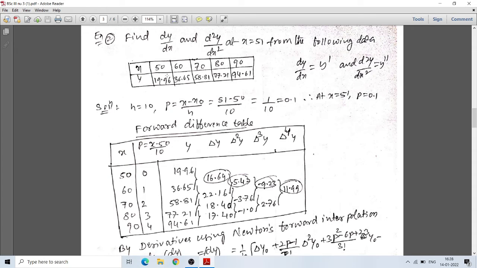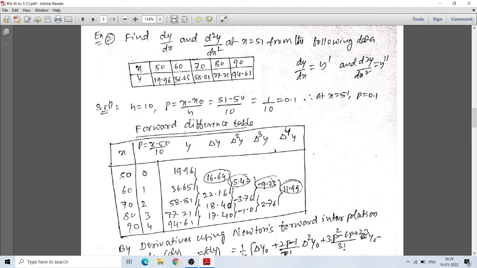So from the table we clearly know that h is 10 here, and p we can find by the formula x minus x naught by h. Our x is here 51, so 51 minus 50 by 10, 51 minus 50 is 1, so 1 by 10 is 0.1. At x is equal to 51, the p value is 0.1.